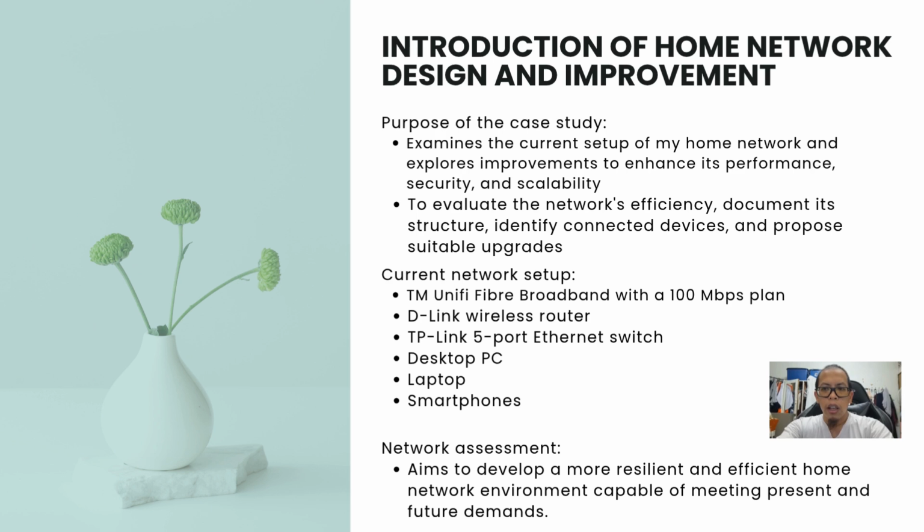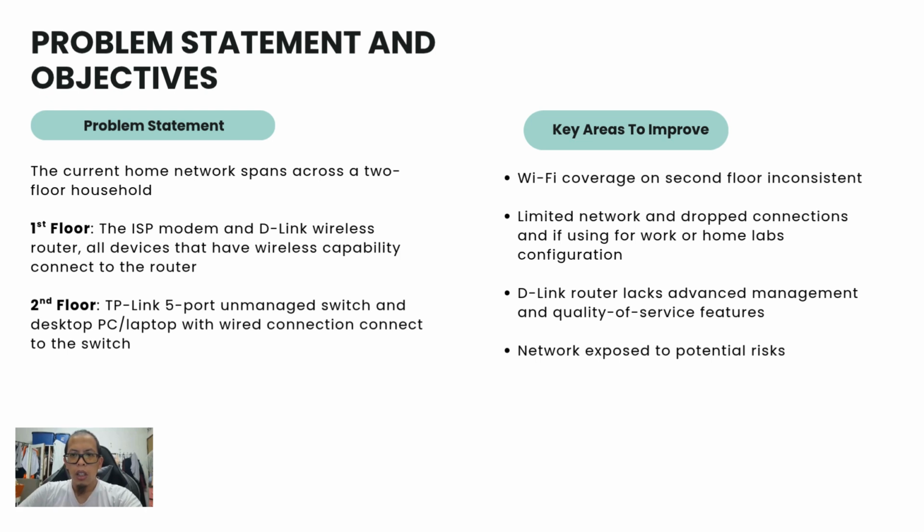Okay. Next, we move on to the problem statement and objectives. For the problem statement, the current home network spans a two-floor household. I will explain more on this part. For the first floor, the ISP modem, which is TM fiber Unifi, connects to the D-Link wireless router, and all devices that have wireless capability will connect to the router.